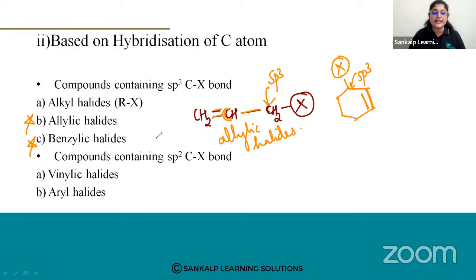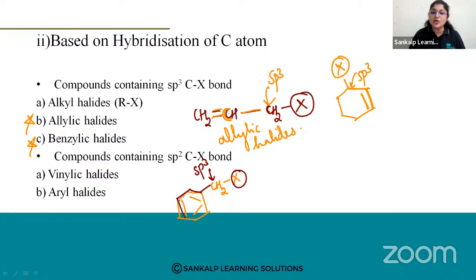What do you mean by benzylic halides? In benzylic halides, the halogen atom is bonded to an sp3 hybridized carbon next to an aromatic ring. I'll give you an example. The benzylic halide example is this. What did I say? Here the halogen atom is bonded to an sp3 hybridized carbon. Is it an sp3 hybridized carbon? Yes, it is. So the halogen atom is bonded to an sp3 hybridized carbon, which is next to an aromatic ring, right?